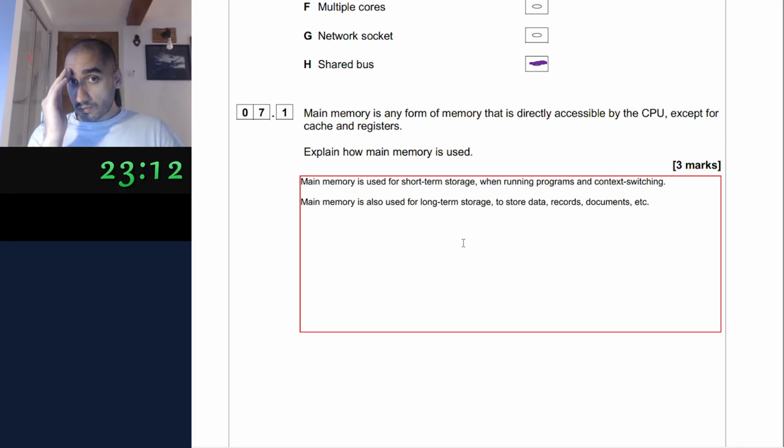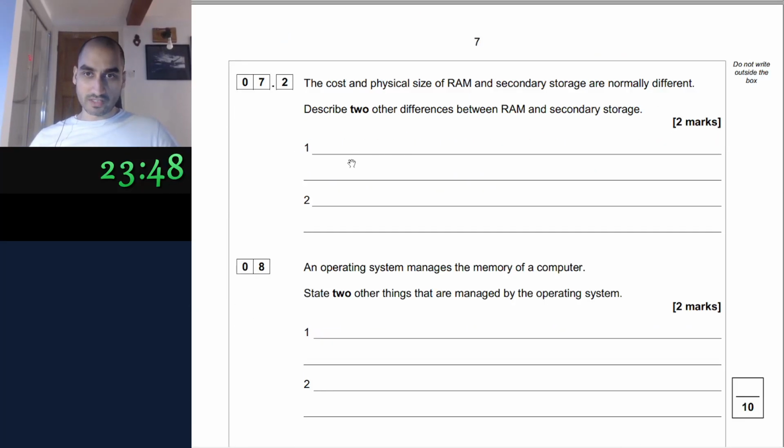CPU. Some registers. I mean those two, right? What else do you want? You got short-term and you got long-term memory. I wanted to talk about cache, but they've mentioned cache and they're not regarding that as main memory, so can't really do that. Whatever, move on. Might be losing a few marks here.